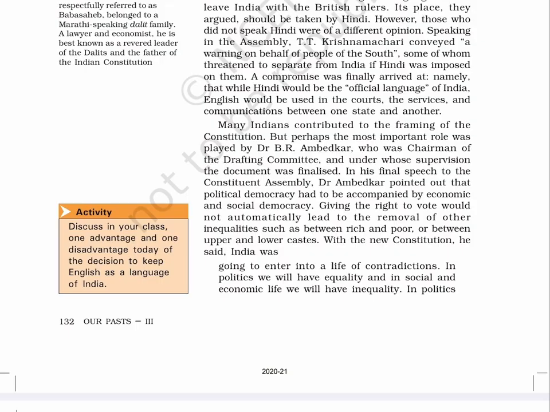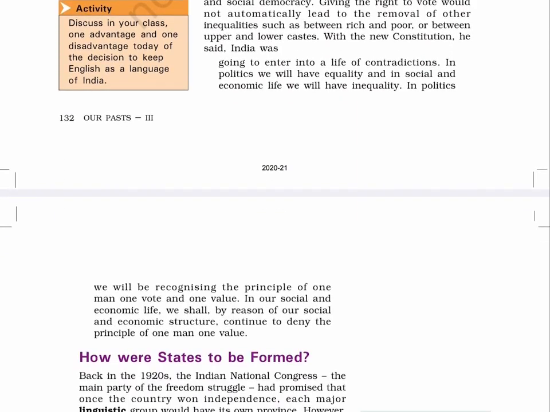With the new constitution, he said, India was going to enter into a life of contradictions. In politics, we will have equality, and in social and economic life, we will have inequality.